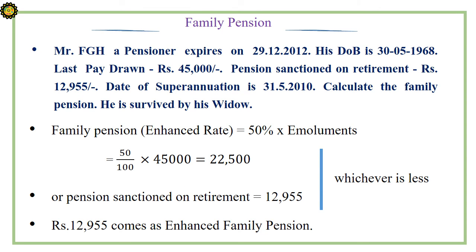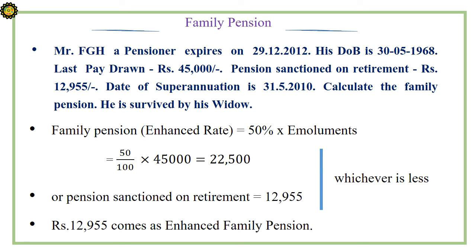Now we will take another example. Mr. FGH, a pensioner, expires on 29th December 2012. His date of birth is 30th May 1968. Last pay drawn is rupees 45,000. Pension sanctioned on retirement is rupees 12,955. Date of superannuation is 31st May 2010. Calculate the family pension.